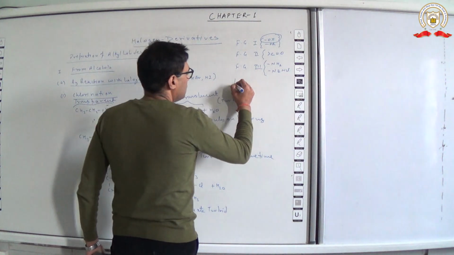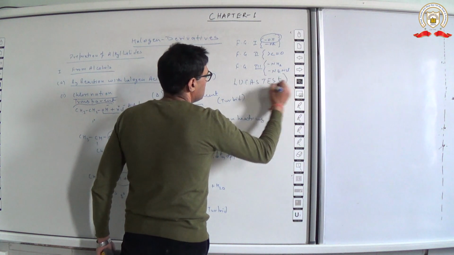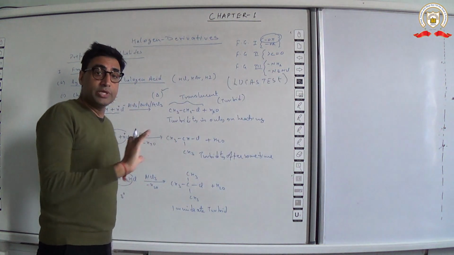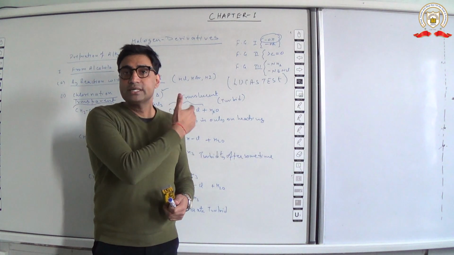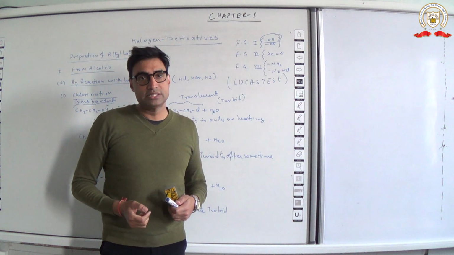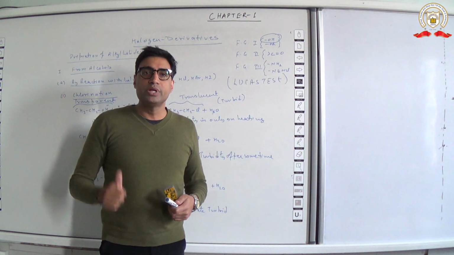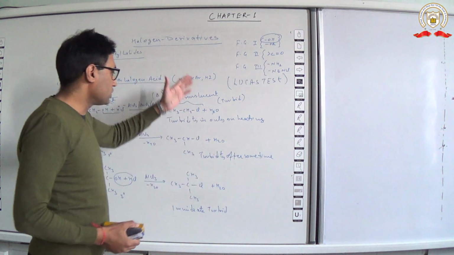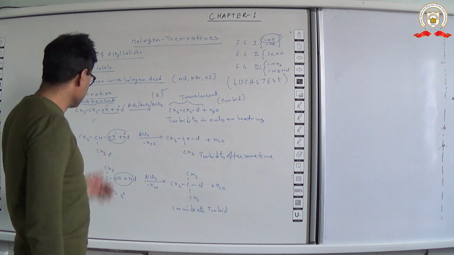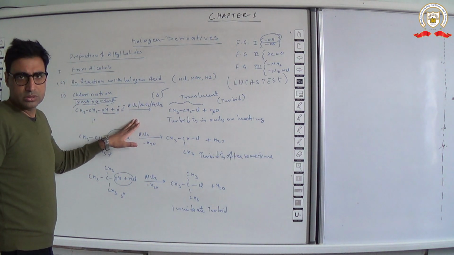By the name of Lucas test. So the same reaction can be used in 2 different places. You can use it in the preparation of alkyl halides, chlorides, and you can also use it in a test to differentiate between primary, secondary and tertiary alcohols. So this is what the Lucas test is, and this is how we can prepare alkyl chloride from alcohols.